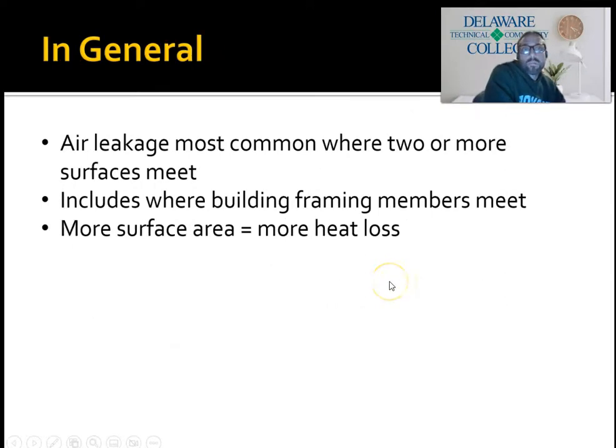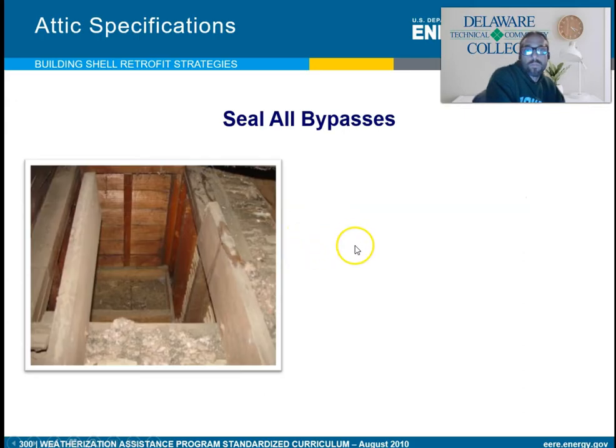Okay, so in general, when we're looking for air leaks, the most common place for air leaks is where two or more surfaces meet, right? So a wall meets a ceiling, or the band joist meets the subfloor, whatever. Where they meet, those edges are opportunities for infiltration and exfiltration. And also, in general, if you have more surface area, you're going to have more heat loss because of the UA delta T equation.